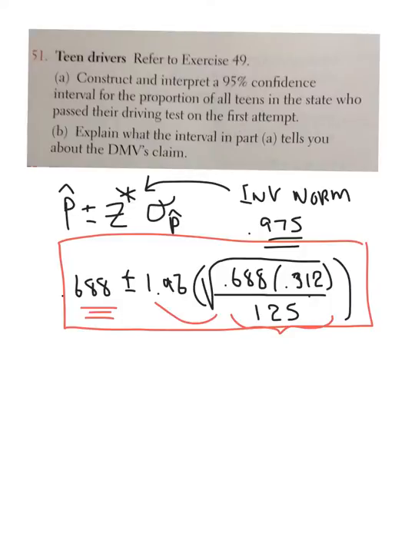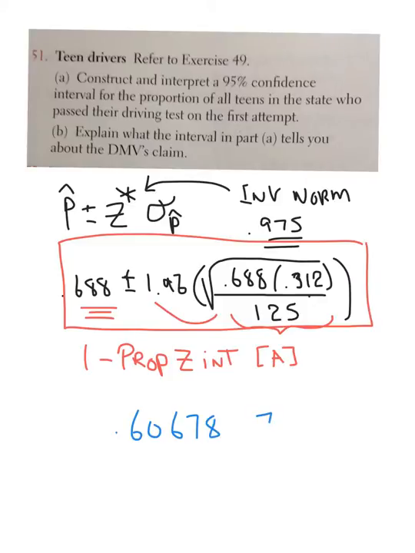So in the calculator, don't forget this letter A way down there, 1 proportion z interval. Let me write that down. So again, that's in the calculator. I'm going to put that stuff in there. We go to the menu. And what we end up with is, the calculator says it's somewhere between 0.607 and 0.769. Okay, so that is our confidence interval.